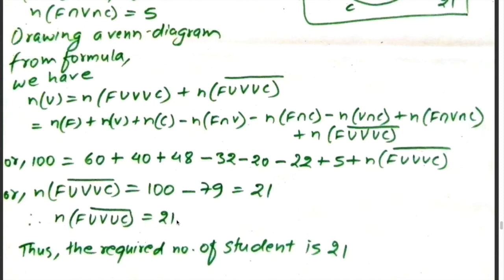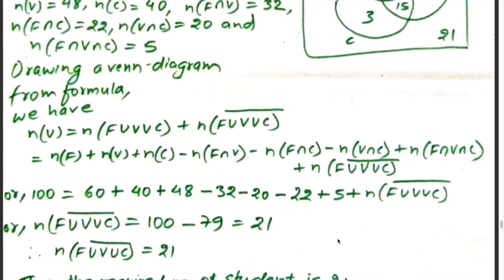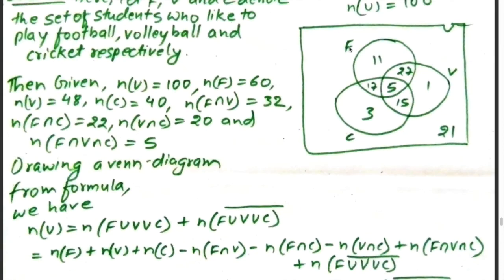Therefore n((F ∪ V ∪ C)') equals 21. Now the required number of students is 21, so the complement of all three sets, (F ∪ V ∪ C)', is 21, and it shall be provided out of all three circles. So 21 is our answer, the required number of students that like none of the games.